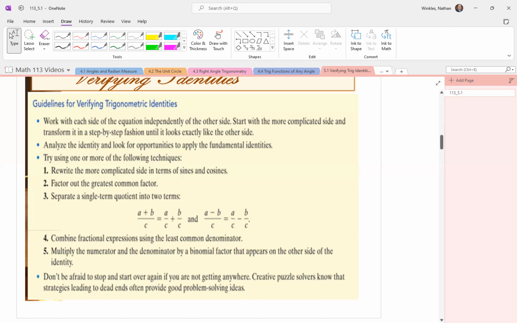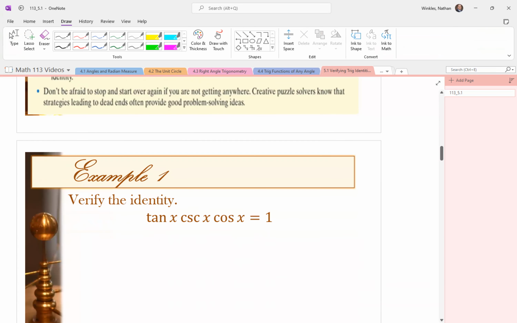Don't be afraid to stop and start over if you're not getting anywhere. If you think that you went down a rabbit hole over here and nothing is coming out that looks good, stop and start over, or start on the other side. Some of the most creative puzzle solvers know that strategies leading to dead ends often provide good problem-solving ideas because you learned what not to do and what identities not to use, or you may have applied an identity incorrectly. So all different types of things to look at.